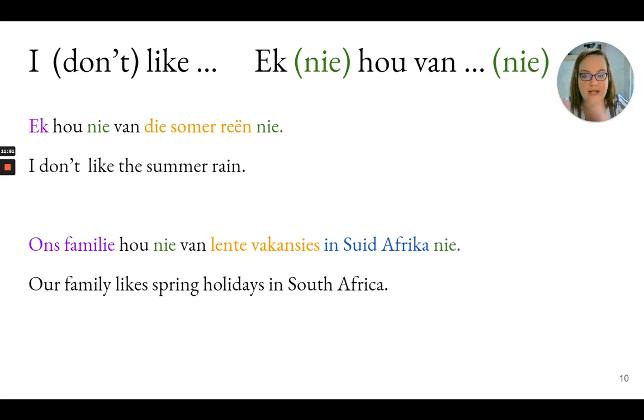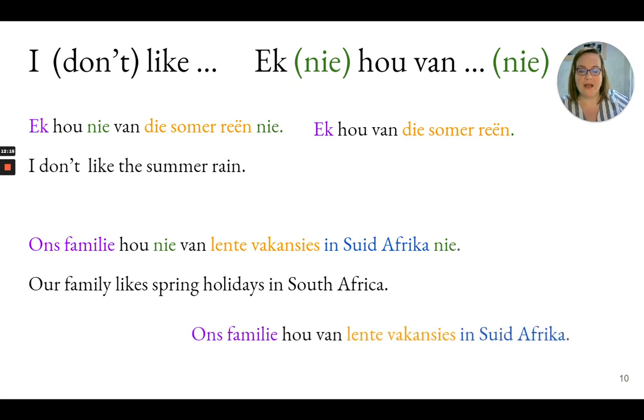So let's look at ek hou nie van die somerreën nie. What would be the standard sentence of that if you just want to say I like the summer rain? Just take the nies out. Ek hou van die somerreën. What about the next sentence? Ons familie hou nie van die lentevakansie in Suid-Afrika nie. Take the nie out. Ons familie hou van die lentevakansie in Suid-Afrika.